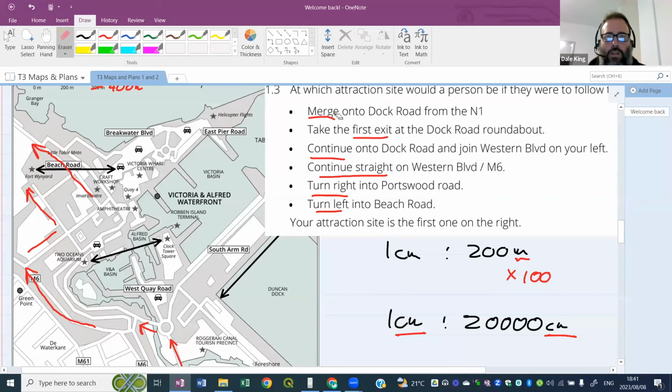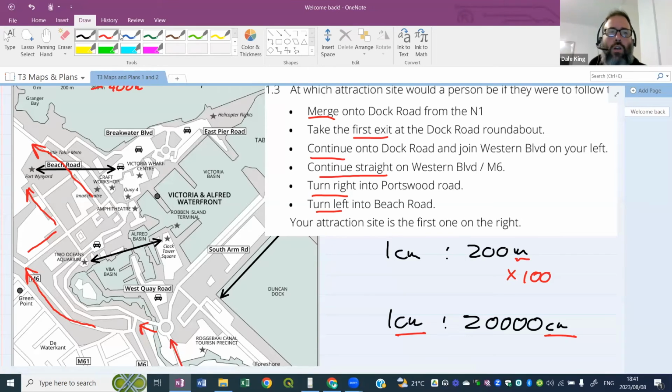But what I wanted you guys to see were the words they use to help with directions, because they're going to give you a question, they often do, where they say the person needs to go from point A to point B, write directions for that person, how to get from point A to point B. And these are the kind of words that we use. So continue, turning right, turning left, merging, first exit, second exit.